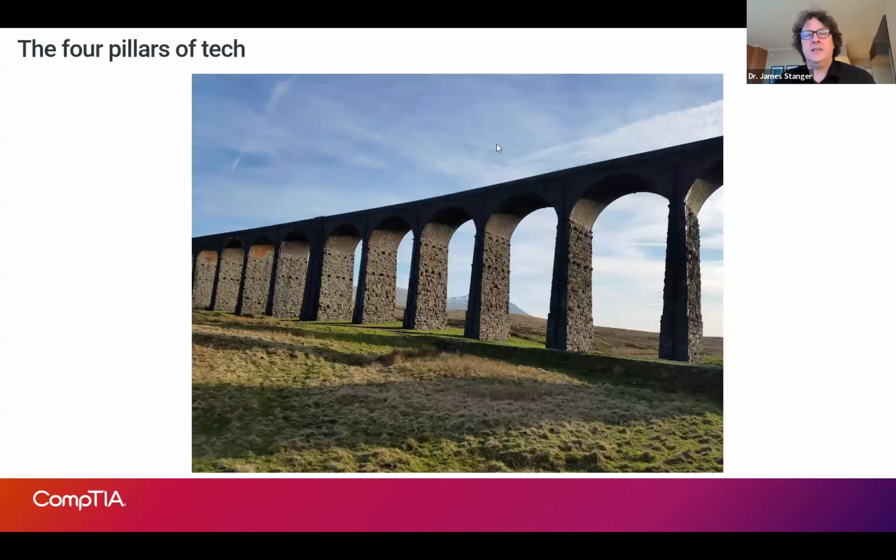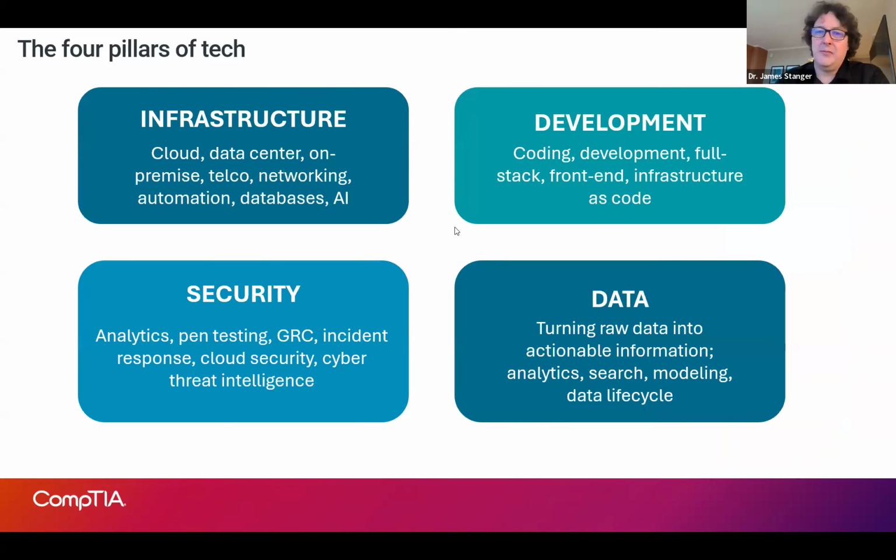And I'm here to talk to you specifically, not just about tech, right? We have the four pillars of tech at CompTIA that we tend to talk about: infrastructure, development, security. We're going to talk about data in this particular presentation, specifically about Data X and the pathway.